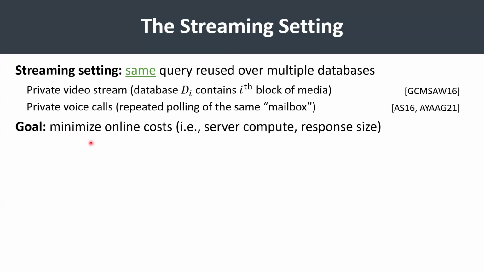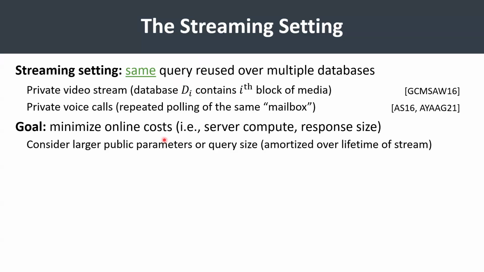And then oftentimes the goal here is to minimize the online costs of the protocol. The nice thing here is that any fixed cost, like public parameters or large queries, can be amortized over the lifetime of the stream. So imagine that I'm trying to retrieve a 2 gigabyte record, so let's say a movie, from a database. That can happen over a period of time. And the initial query and the large public parameters will essentially be a small part of the overall cost of actually downloading the record itself, right?